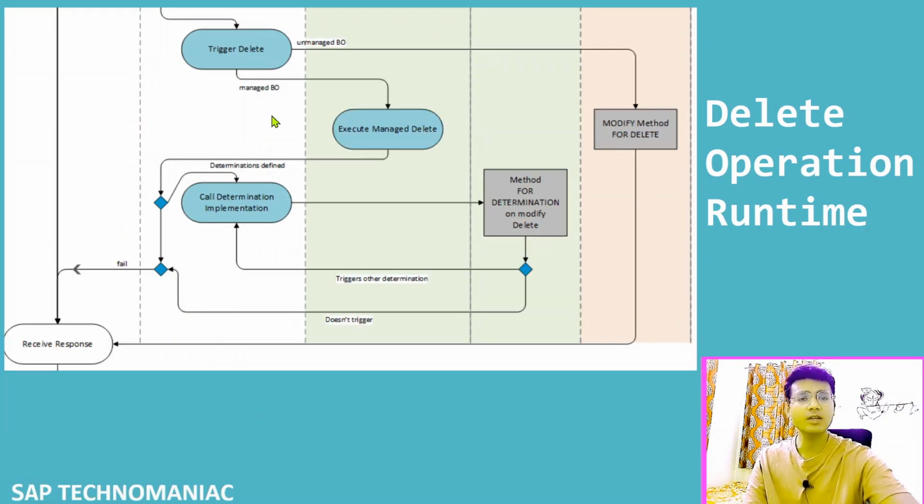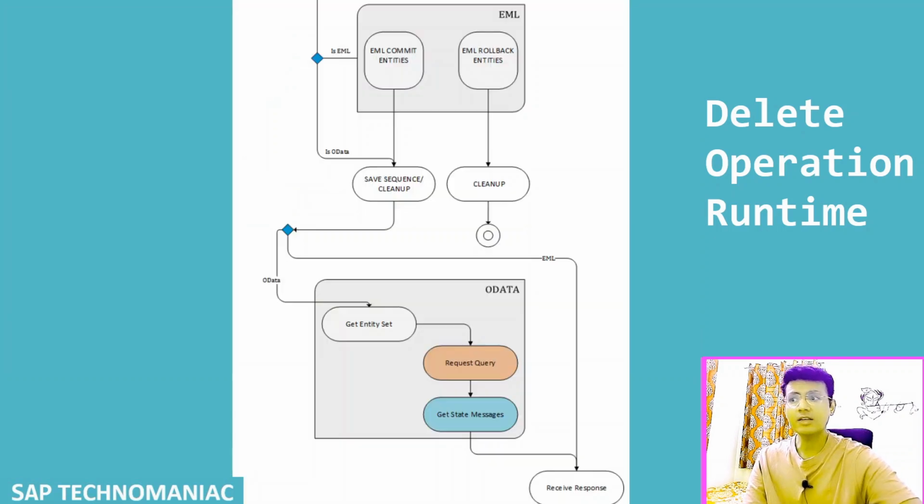Inside the delete operation, currently we have written the code in the modify method for delete. So in this method it got triggered, but in a managed scenario it is triggered through the managed framework. Along with that, in a managed scenario the determination will trigger as well, but in this case if we have to do some determination, we will write the code in the modify method for delete itself. Once everything is done, the response will be received. If you trigger through EML statements, then you have to write commit entities or rollback entities based on the output.